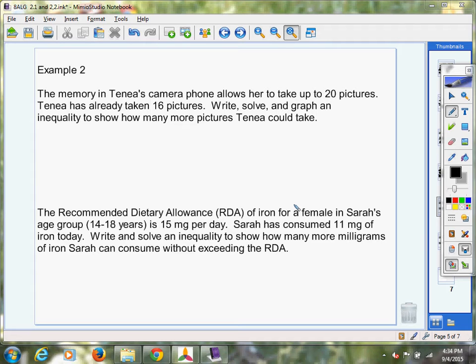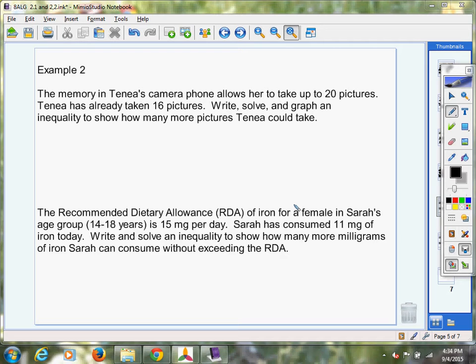We're now going to use a word problem to create a one-step inequality. Now, let me read this first sentence to you. The memory in Tanea's camera phone allows her to take up to 20 pictures. And I'll read the second sentence. Tanea has already taken 16 pictures. Now look at the first sentence. Are there words in there that make you think that this is probably an inequality and not an actual equation? I'll give you a second. Why don't you circle that on your paper right now?